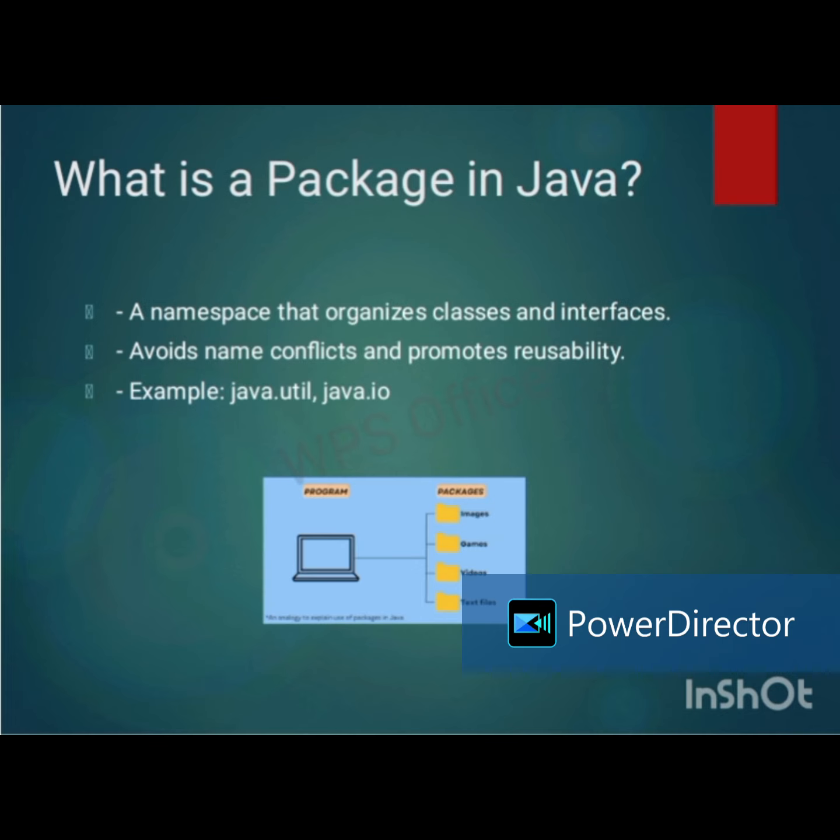To define a package in Java, you simply use the package keyword at the top of your .java file. Package com.example.utils. From this point onward, this class becomes part of the com.example.utils package. Next, we will explore the different types of packages available in Java, built-in and user-defined.